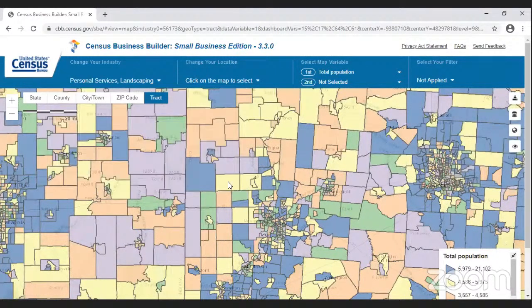Now here you can see the census tracts, and you can click on any given census tract and see the total population in that tract.